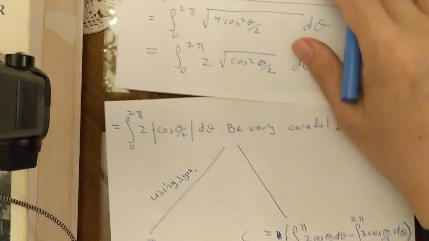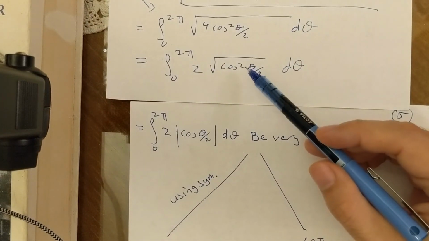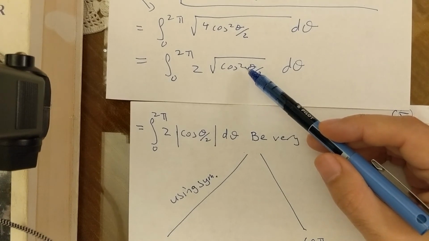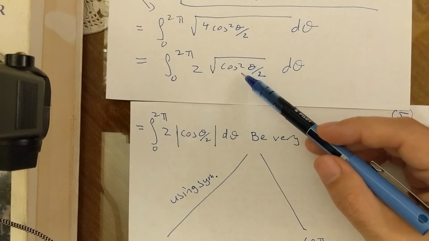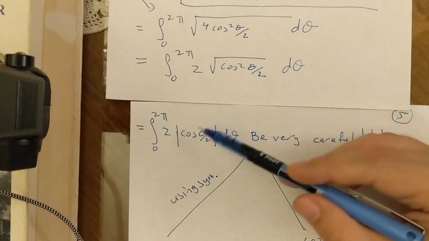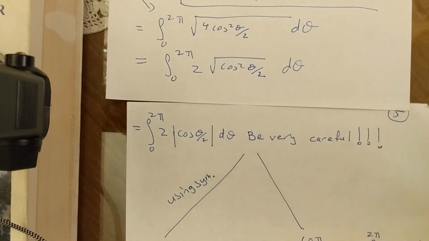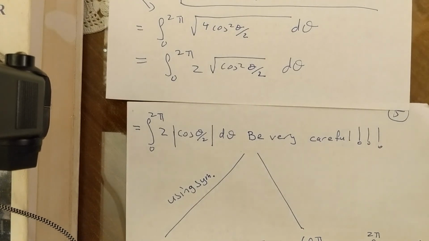Let me show these side by side. It's not going to come outside as just cosine theta over 2. Remember, the square root of something squared is the absolute value. So you've got to be really careful about your absolute values. I guarantee you, if you forget your absolute values, you're going to get messed up.